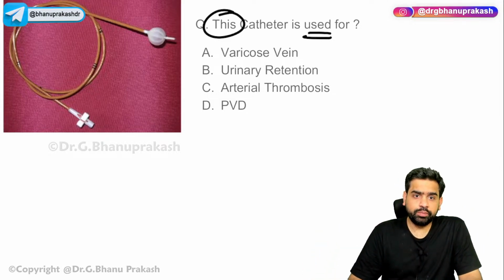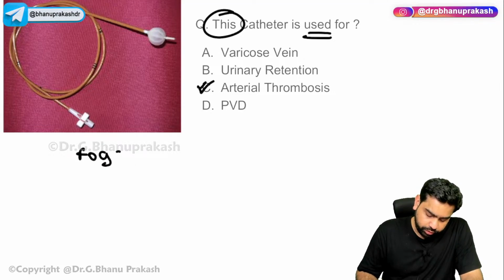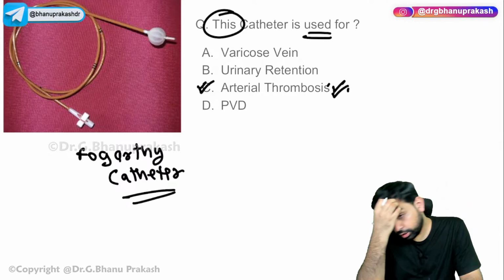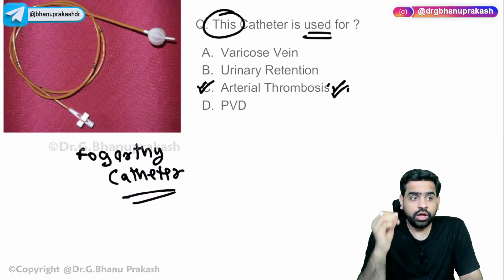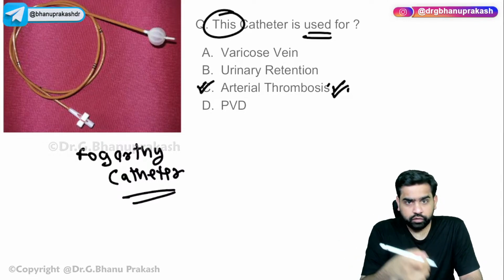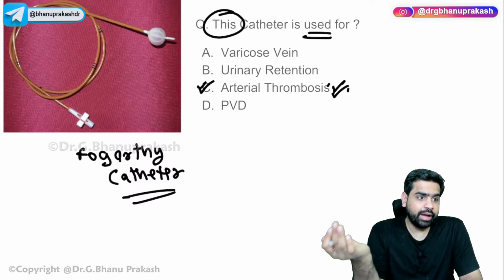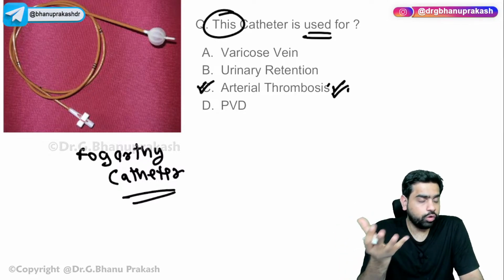Now over here, this is basically used for arterial thrombosis. So what is this? This is a Fogarty catheter, which is used for arterial thrombosis. You use it in patients whenever there is an arterial thrombus, if you want to remove that thrombus. So this is not a Urobag, guys. This is not a Foley's catheter. This is a Fogarty catheter. There is a hell of a lot of difference. This is not used in urinary retention. I hope you have understood this point.